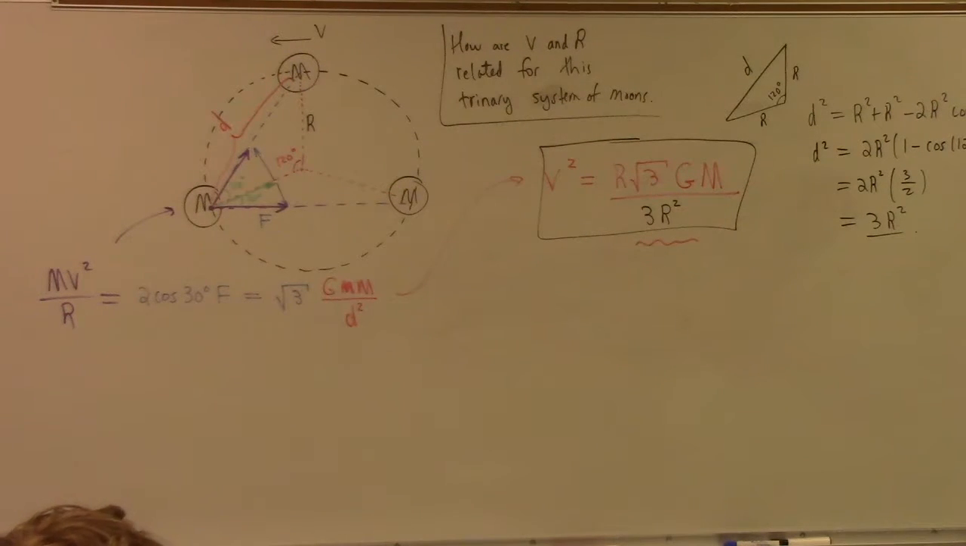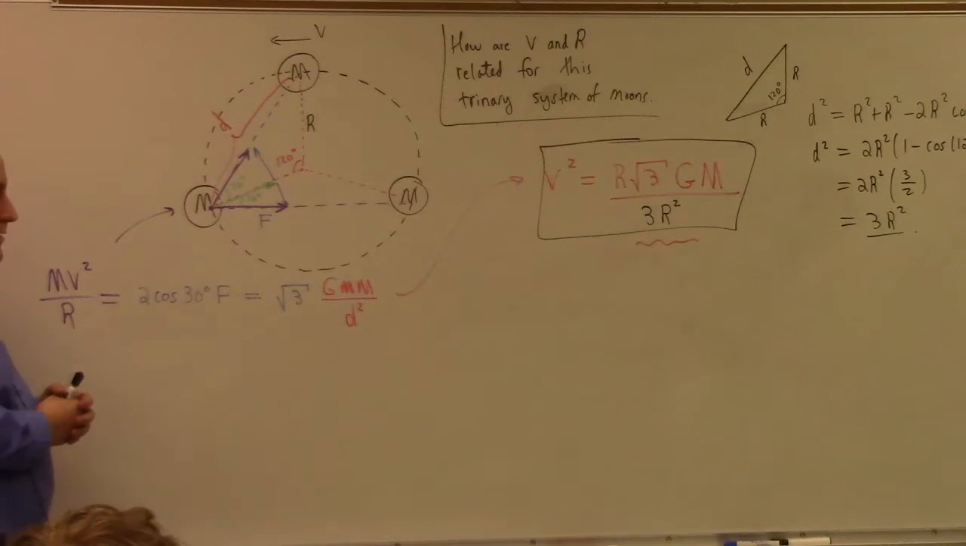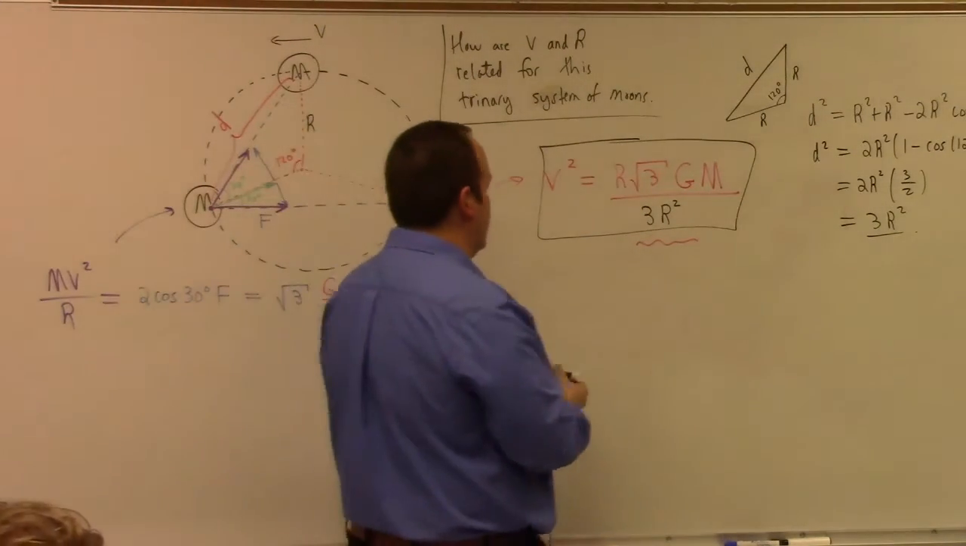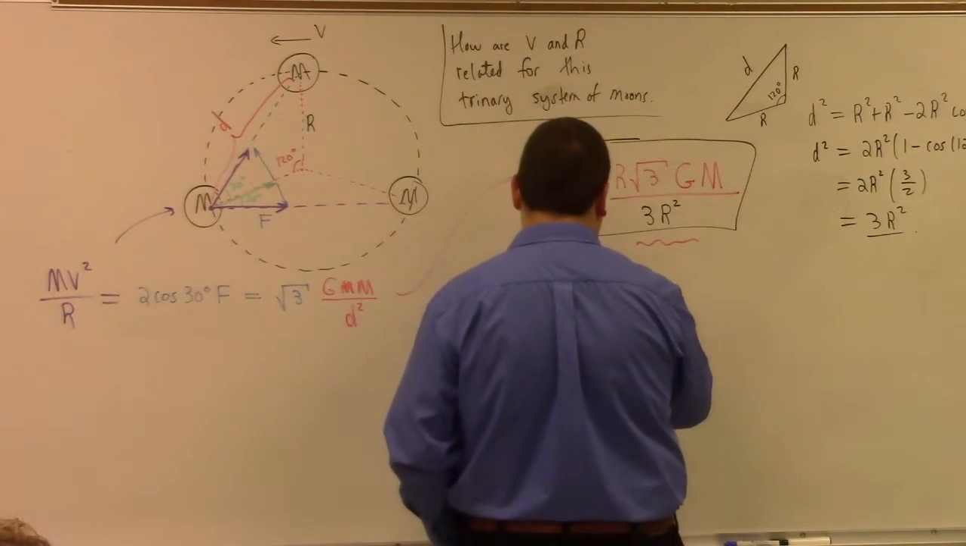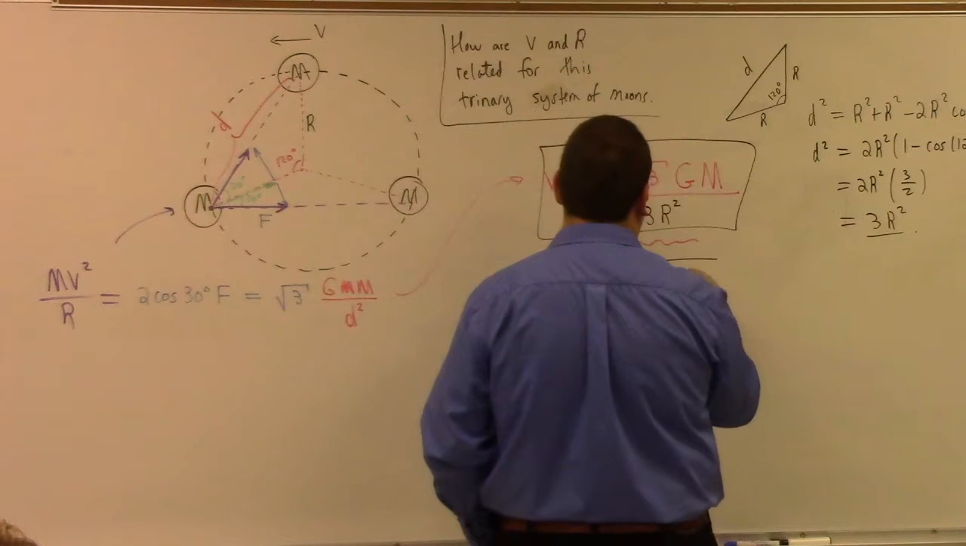Should we cancel out the r's? Oh, yeah, sure, why not? So v is the square root of GM divided by the square root of 3 times r.